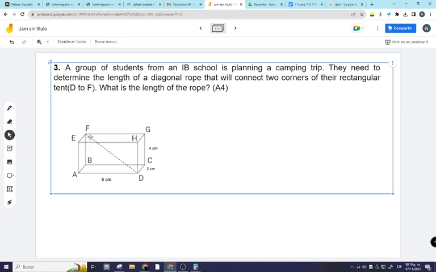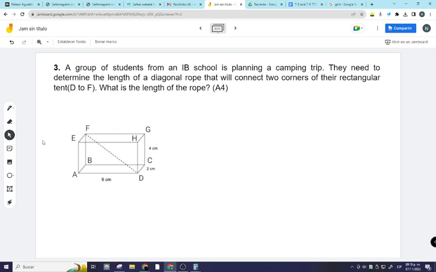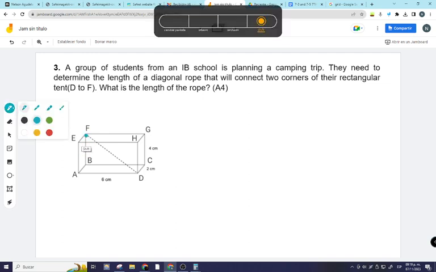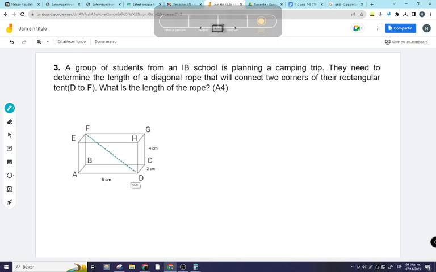So we have to be careful because this is the diagonal of a right angle triangle. Yes, the hypotenuse. But which is the triangle? And if you see, I am going to mark it with blue color. If you see this one is the hypotenuse of this triangle which goes inside the tent, okay?